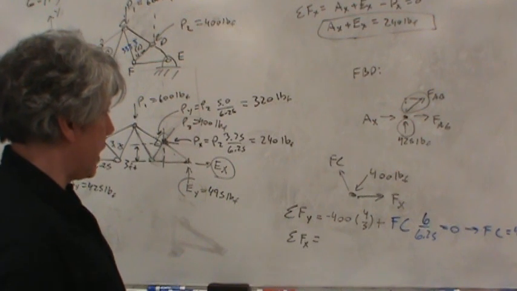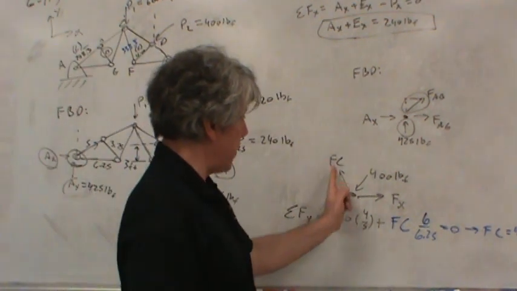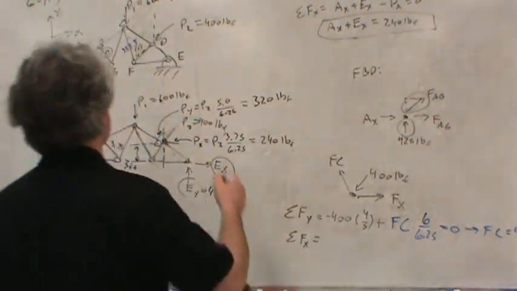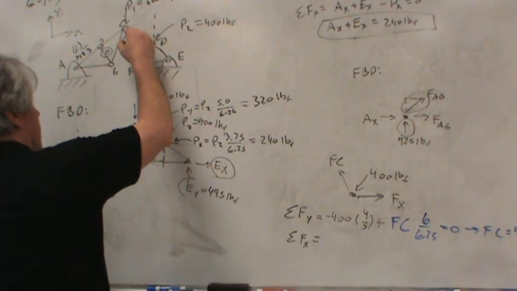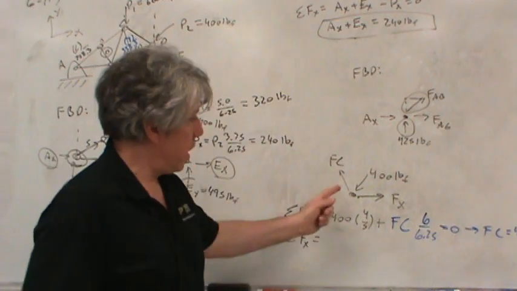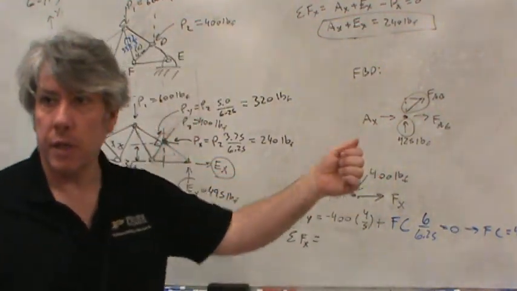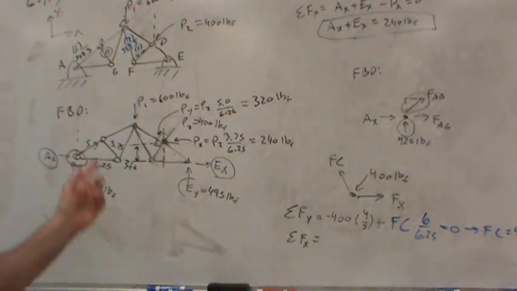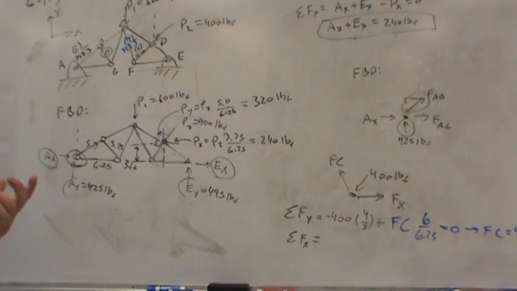And what did we decide? I had drawn this as positive, and it must be, right? So this must be tension. So for member FC to pull on this point, this point must be pulling back on member FC, causing a tensile load. Does that make sense to everybody?